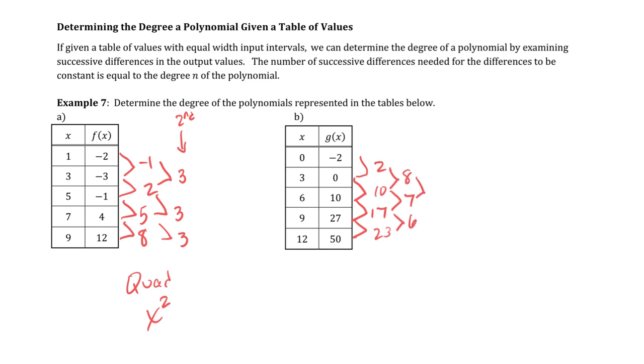Let's try one more time. -1. -1. So first, nope. Second, nope. Third, yup. This is a cubic. This is an x to the third problem.